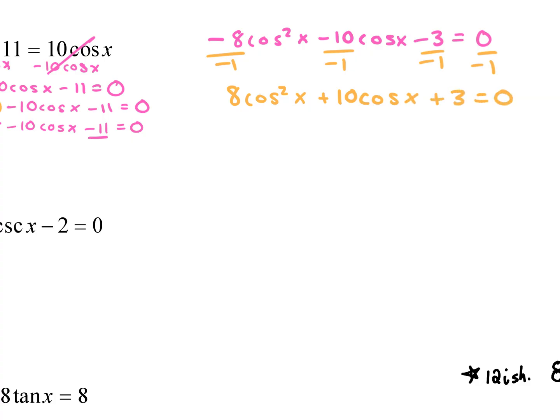Now how would we factor? Awesome, multiply the first times the last. So 8 times 3 would be 24. What are two factors of 24 that add to 10? Four and 6. 12 and 2 wouldn't work because one of them would have to be negative, but they multiply to positive 24. So be careful. So 4 and 6 works. So we have cosine plus 4 times cosine plus 6.